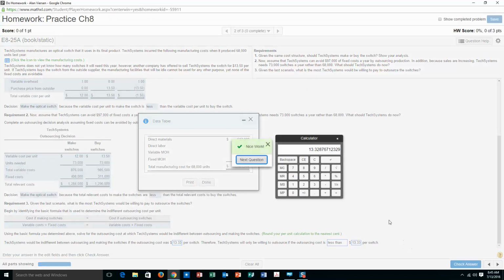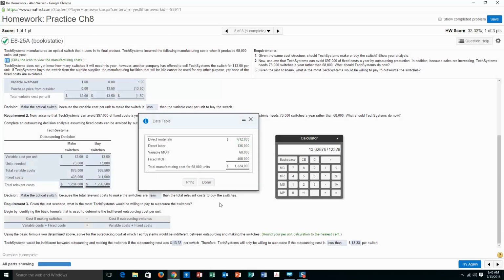Checking my answer. Okay, so we got through all three parts of this problem, and good luck until we talk again.